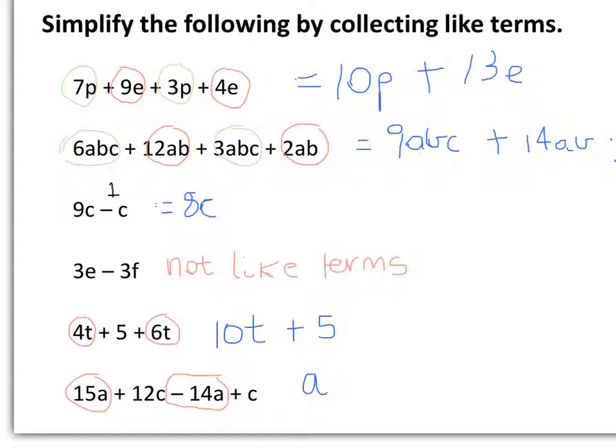And then we also have some c's, 12c and 1c. And when we complete the simplifying, we have 12c plus c. So our solution is a plus 13c.